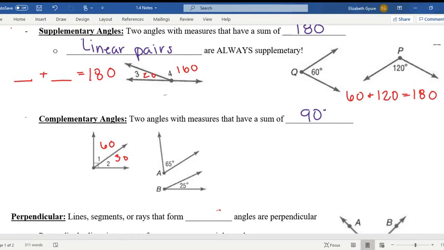And then if you take a look at these, 65 plus 25 is also going to give you 90 degrees. So angle A and angle B would be complementary as well. So again, any two angles that add to be 90 degrees are going to be complementary.